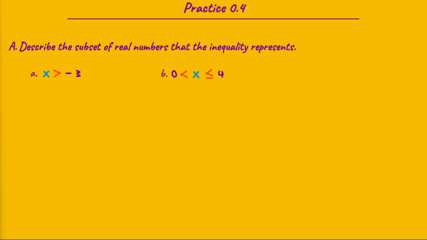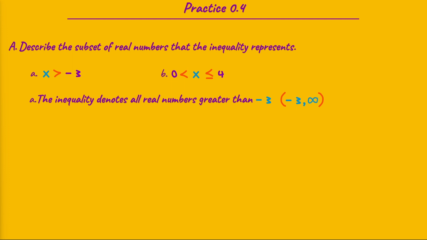Describe the subset of real numbers that the inequality represents. We have the first inequality, x greater than negative 3. So the inequality denotes all real numbers greater than negative 3. We can write it like this: parentheses, negative 3. So negative 3 is not included. And the second part will be positive infinity.